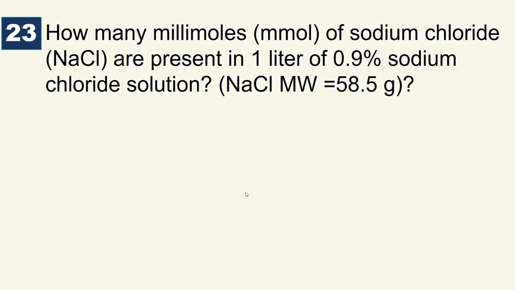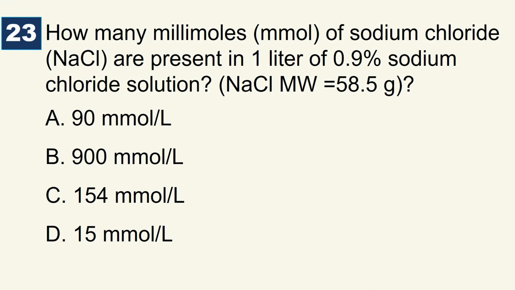How many millimoles of sodium chloride are present in 1 liter of 0.9% sodium chloride solution? A. 90 millimoles, B. 900 millimoles, C. 150 millimoles, D. 154 millimoles, and E. 15 millimoles. Correct answer is 154 millimoles.